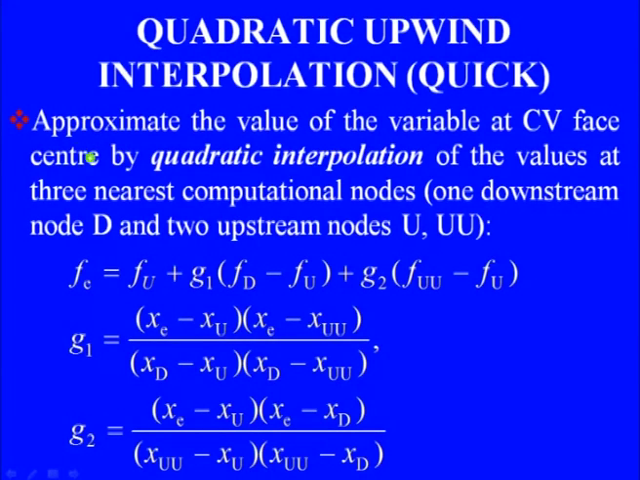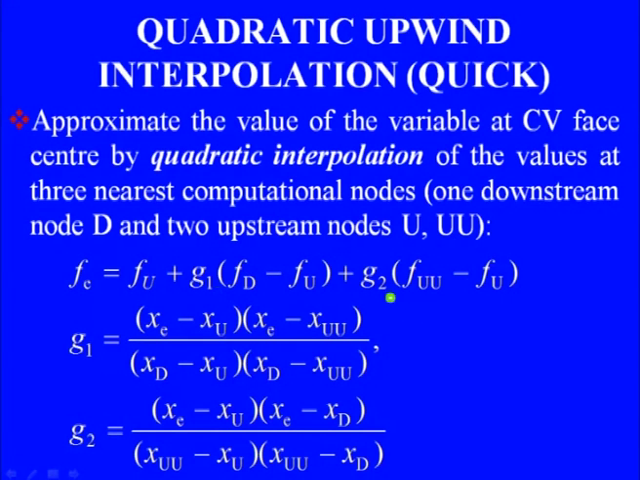Okay, so now let us have a look at the eastern face. Approximate the value of the variable at a CV face center by using quadratic interpolation of the values at 3 nearest computational nodes. And which will be these 3 nearest computational nodes? We are going to use one downstream node, let us denote that by capital D, and 2 upstream nodes, capital U and capital UU.